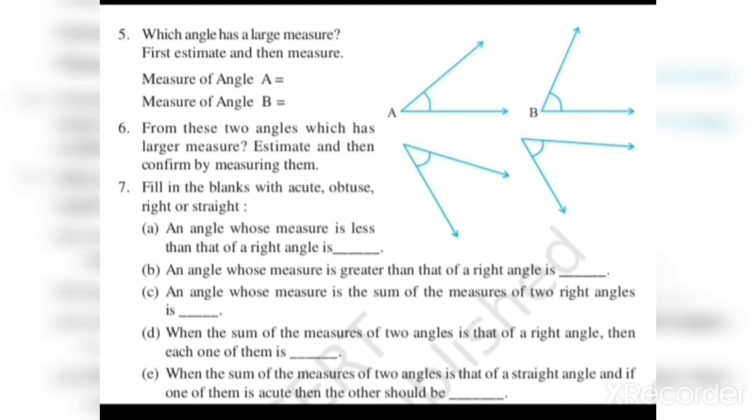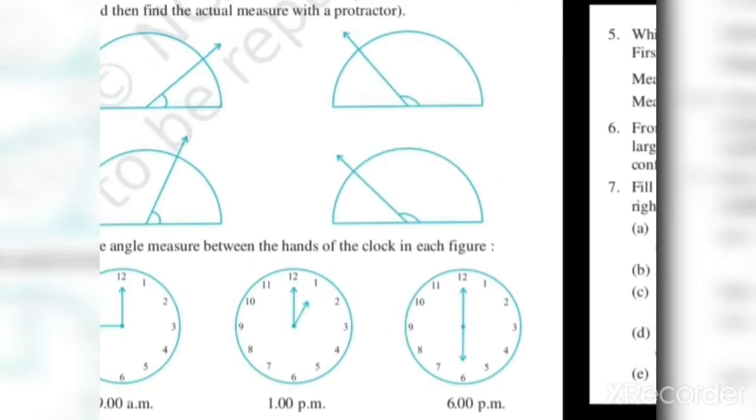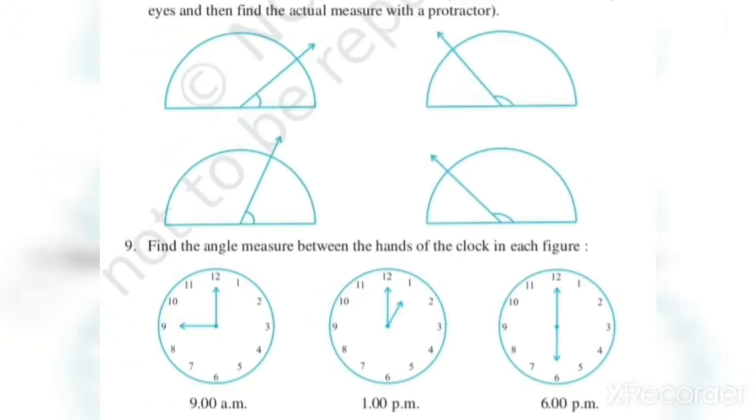Question 6. From these two angles, which has larger measure? Estimate and then confirm by measuring them. It's like question 5 only. In question 7, we have blanks. Fill in the blanks. If your concept is clear about angles, you will be easily able to write the answers of these blanks. In question 8 and 9, you have to measure the angles and write down the degrees of angles.